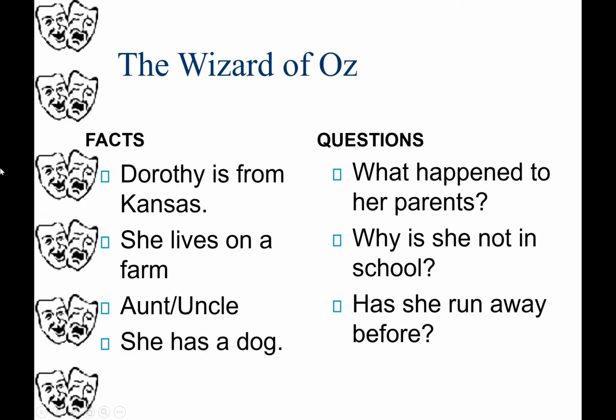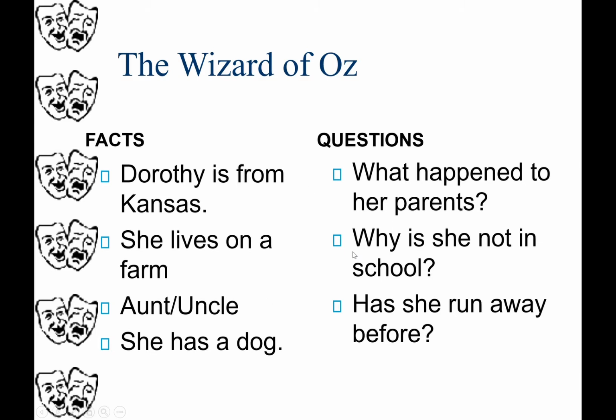Make a huge list. So here's an example from The Wizard of Oz, just a really simple one, but even just from the first page, we know Dorothy is from Kansas. She lives on a farm. She has an aunt and uncle, and she has a dog. Write this down. It isn't enough to just make a mental list in your head. You need to pull out a notebook and write all of it down.